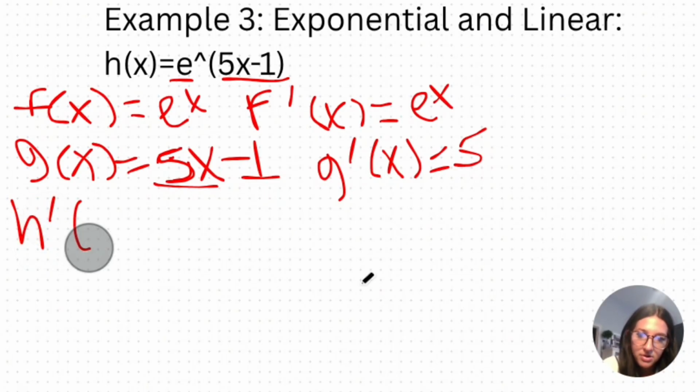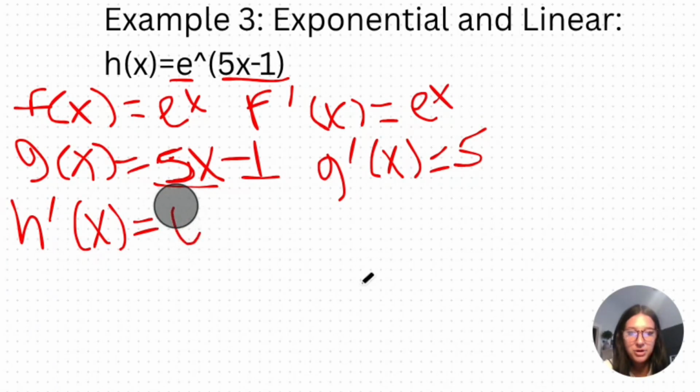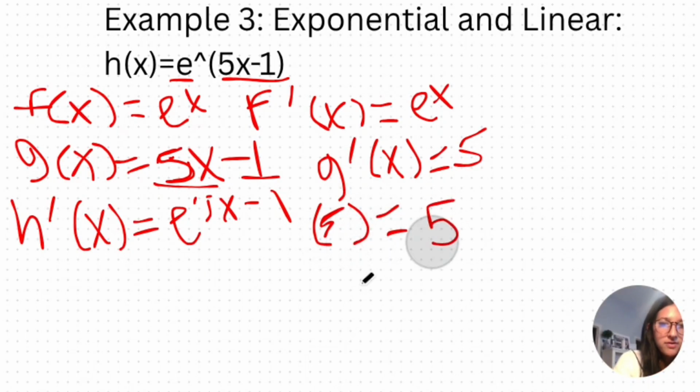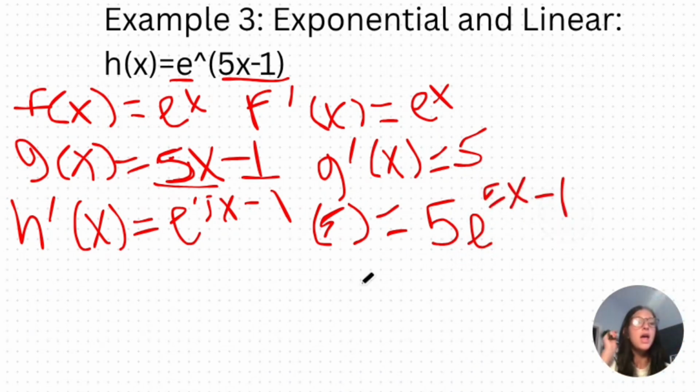Okay, so now, by using the chain rule, we can derive the entire thing. So h prime of x is equal to the outer, e to the 5x minus 1, times the derivative of the inner, which is just 5. So we really just have 5e to the power of 5x minus 1. And there you have it.